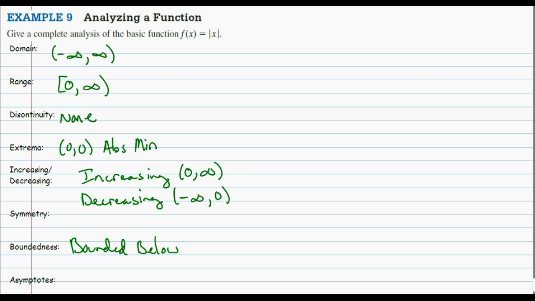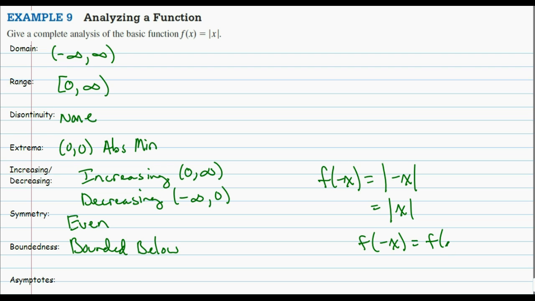That means there's also even symmetry. We've explored this in earlier examples. If I plug in negative x, the absolute value of any negative number is a positive number, so I end up with the same as the original function when I plug in negative x and positive x. There are no asymptotes on the absolute value function. Therefore, that is the conclusion of my analysis of the absolute value of x function.